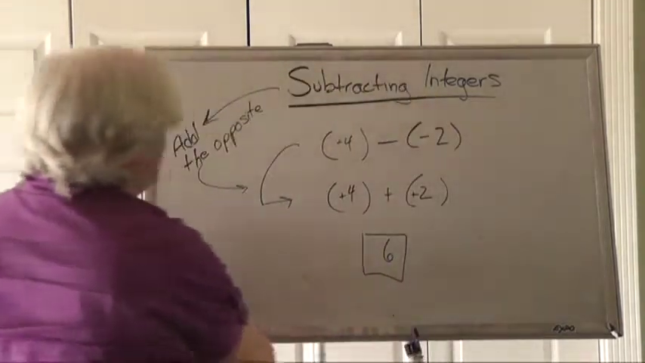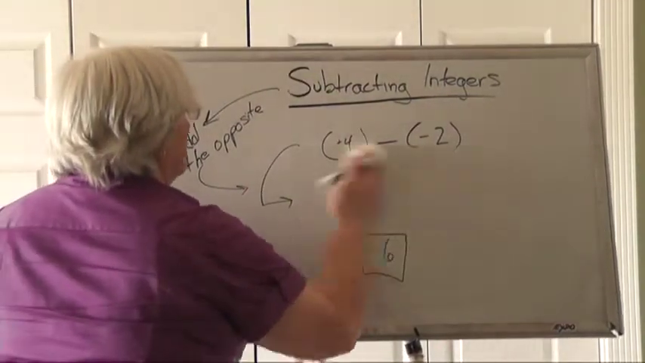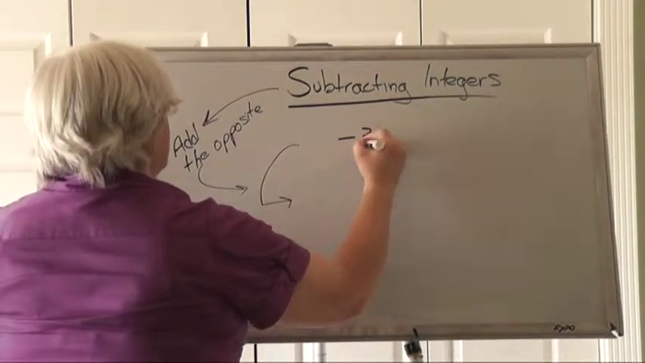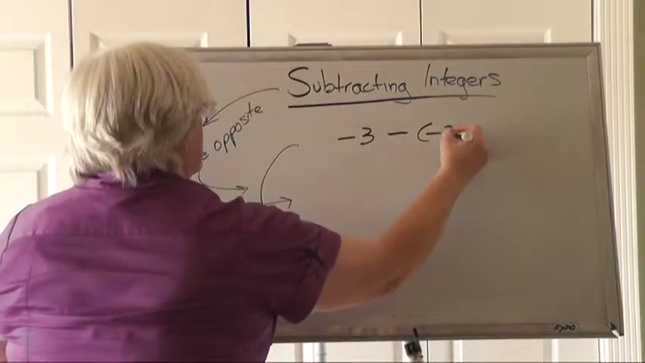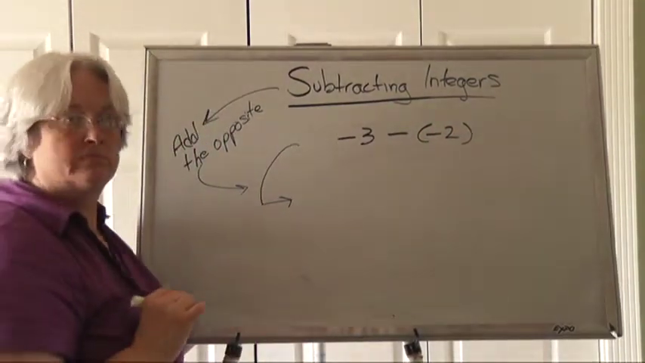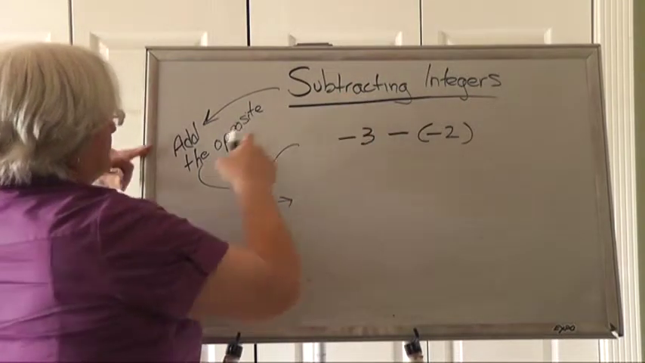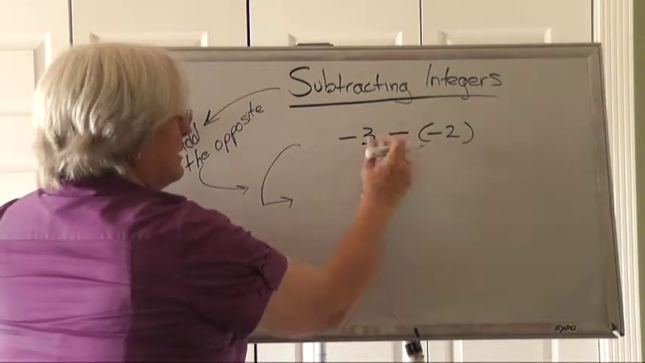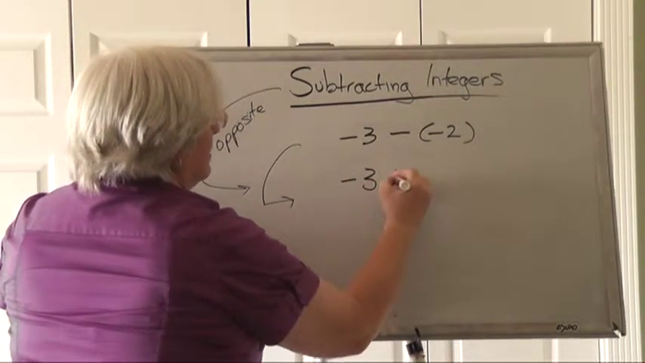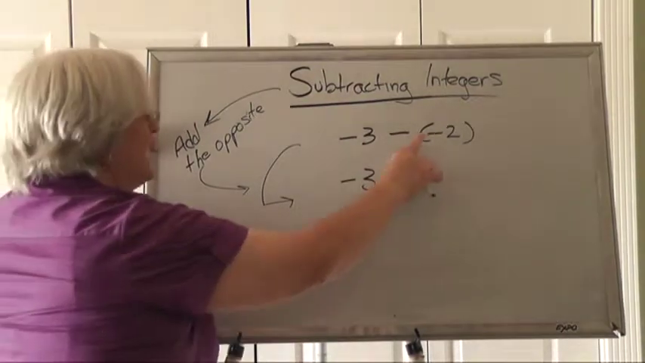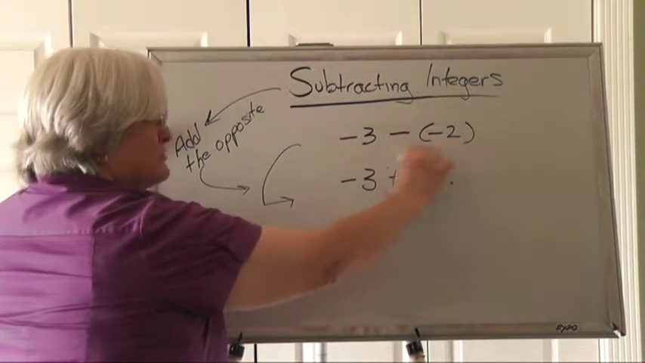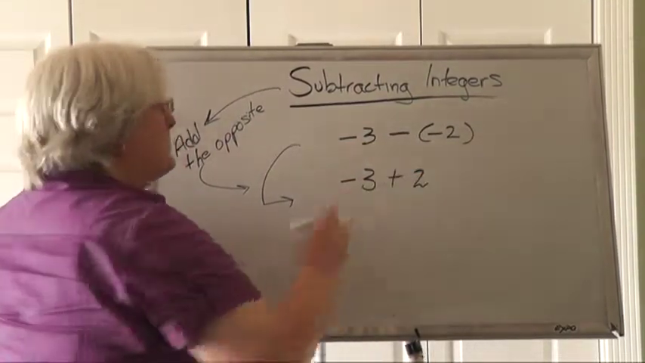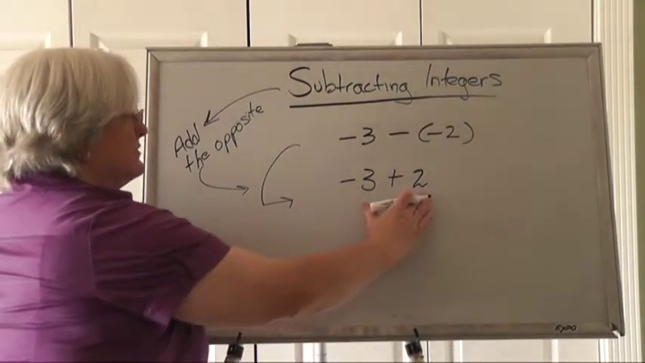Let's do negative 3 minus a negative 2. So we have negative 3 minus a negative 2. Okay? Subtraction is the same as adding the opposite. So we're going to change the subtraction problem into an addition problem. And the way that you do that is we're going to add the opposite of this number that's right here in parentheses. The opposite of a negative 2 is a positive 2.